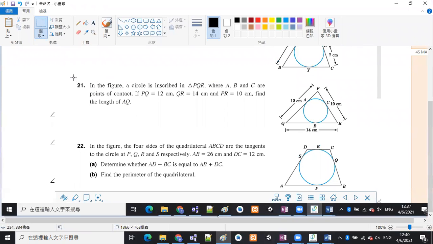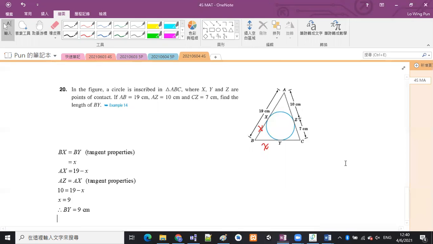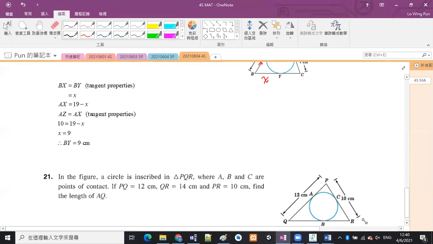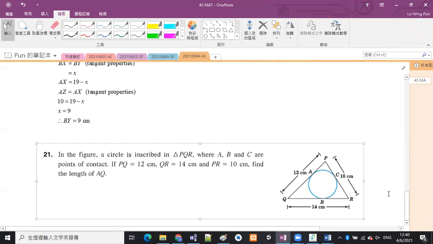Number 21. In the figure, a circle is inscribed in triangle PQR. PQ is 12 and so on. Find the length of AQ.